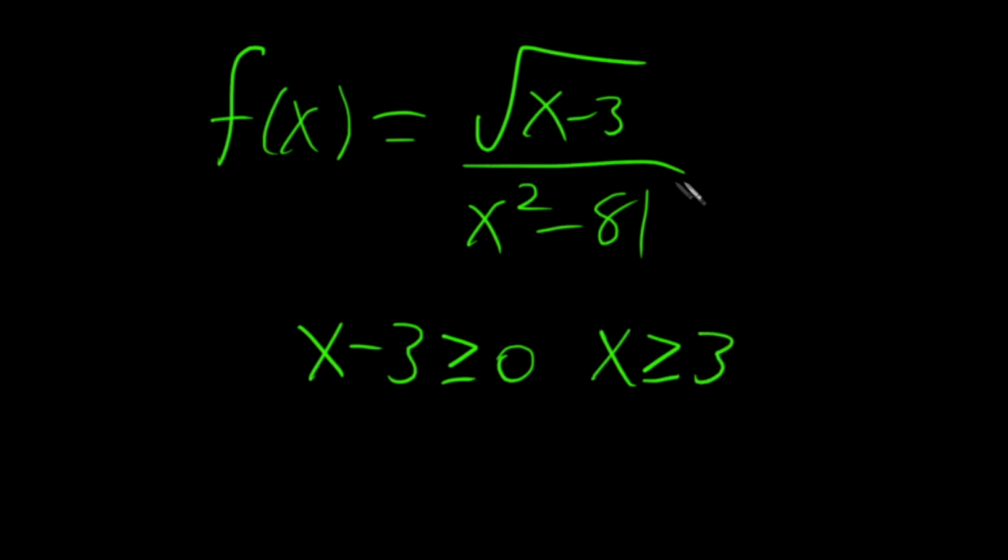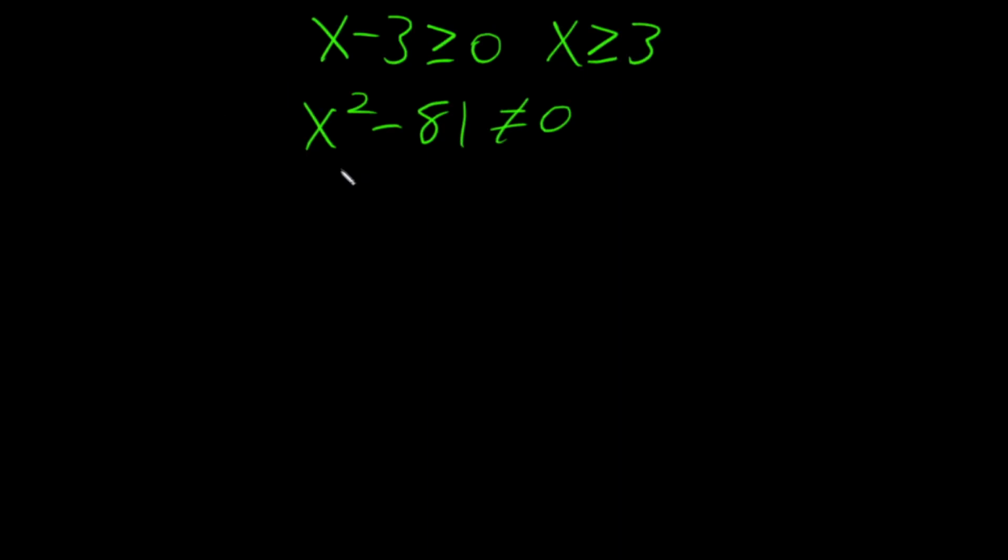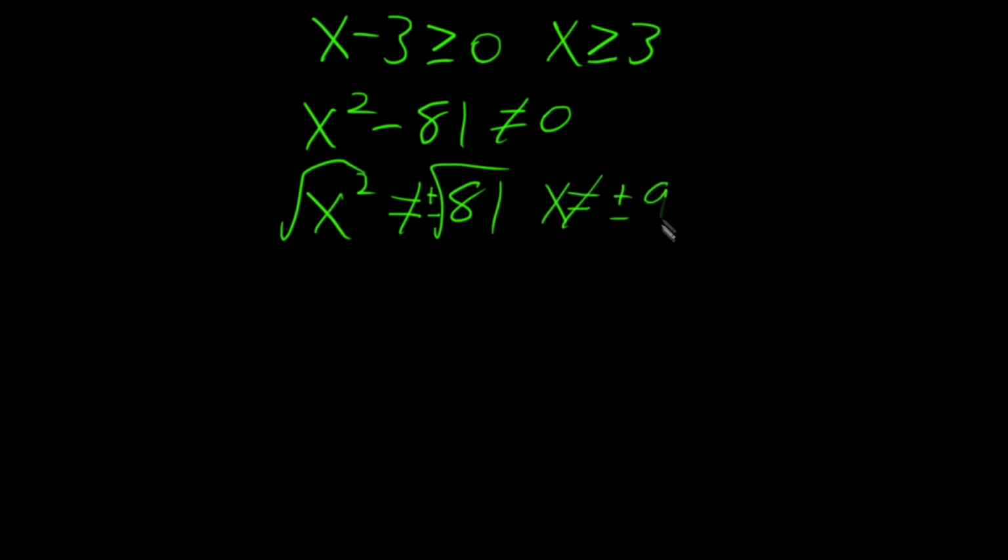But we still have the denominator to take care of. The denominator cannot equal 0, so we'll set x squared minus 81 not equal to 0. There are two methods to solve for x in this case. The first is to add 81 to the other side, so x squared now cannot equal 81, and then take the square root of both sides, keeping in mind that the result is going to be a positive or negative value. In this case, x cannot equal positive or negative 9.